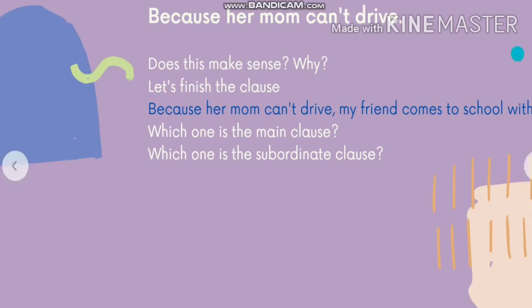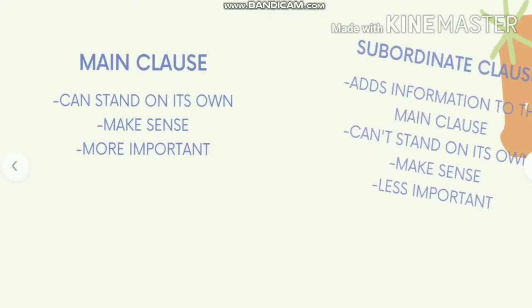So because her mom can't drive, here, is it a main clause or a subordinate clause? Does it make sense? No. If it doesn't make sense, it means it is a subordinate clause. And the next one, my friend comes to school with us. Do you understand this? Does it make sense to you? If it does, it means it is a main clause. Okay? Next.